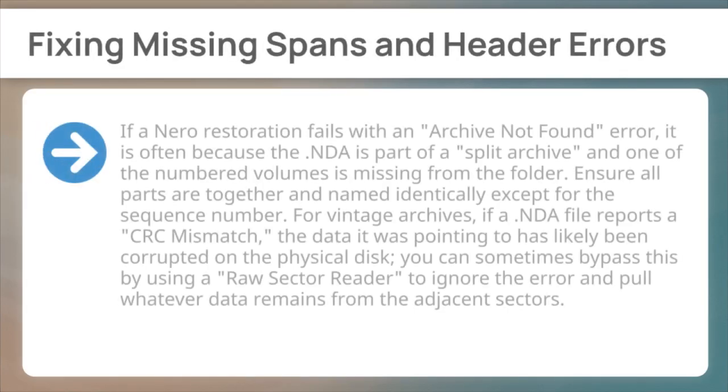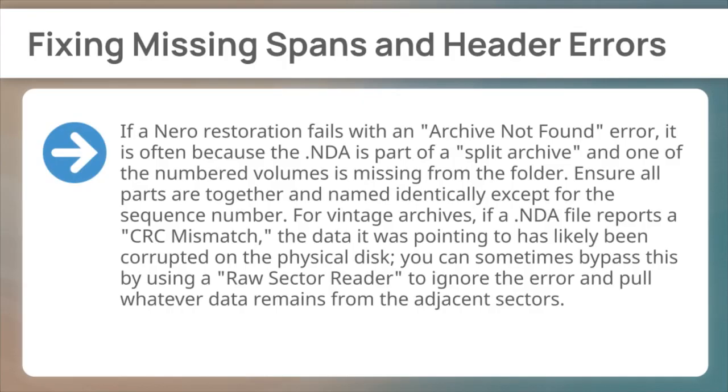Finally, fixing missing spans and header errors. If a Nero restoration fails with an archive not found error, it is often because the NDA is part of a split archive, and one of the numbered volumes is missing from the folder. Ensure all parts are together and named identically except for the sequence number. For vintage archives, if an NDA file reports a CRC mismatch, the data it was pointing to has likely been corrupted on the physical disk.